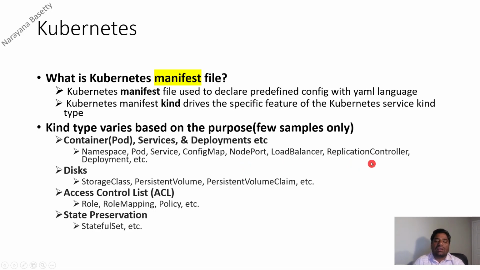And replication controller: say that when I'm hosting my container, I want to host three copies of the same container. Yes, you can definitely do it, and they can run on the same port. And deployment. Likewise, there are different varieties of kinds. I'm just depicting a few of them.